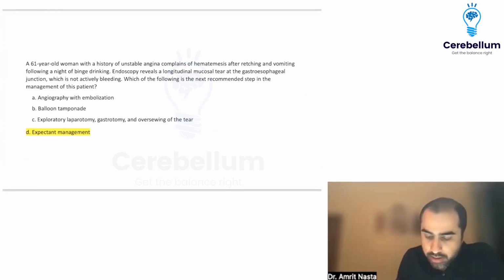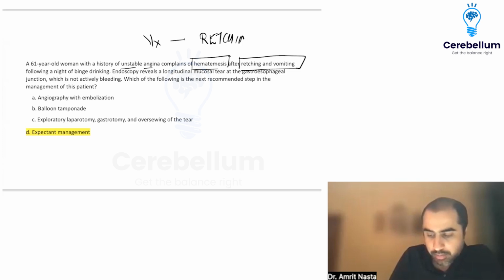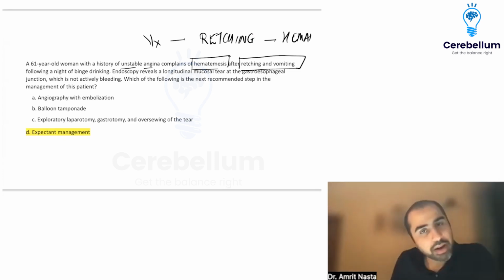A 61-year-old man with unstable angina complains of hematemesis after retching and vomiting. So what is happening? Vomiting, retching, hematemesis after binge drinking. So he is having what? Mallory-Weiss tear. Endoscopy shows you the Mallory-Weiss tear. It is not actively bleeding. What will you do? Expectant management.